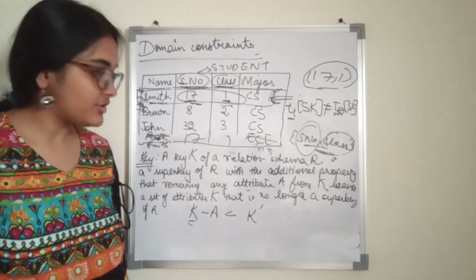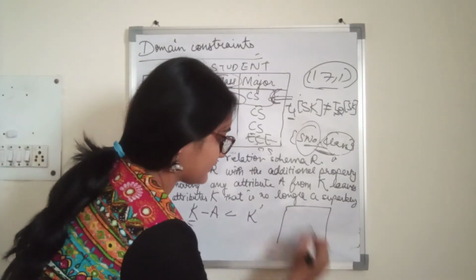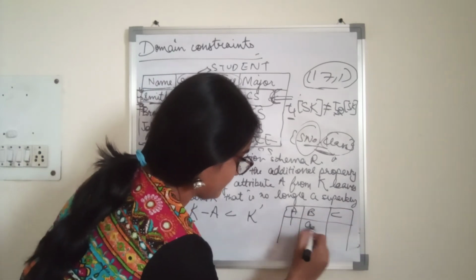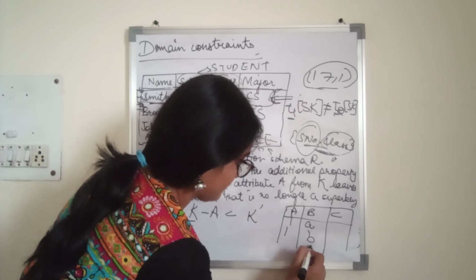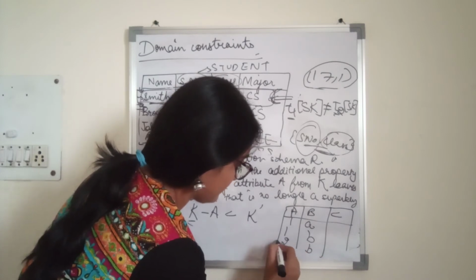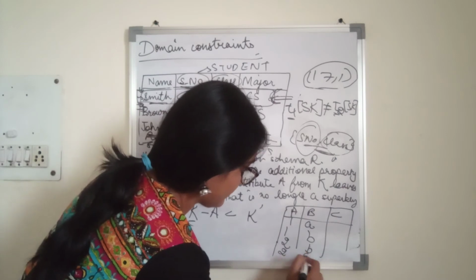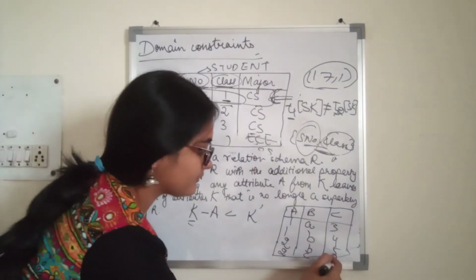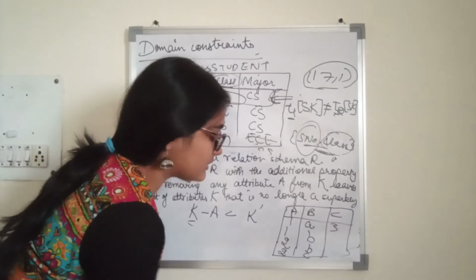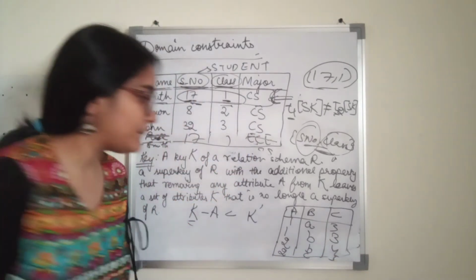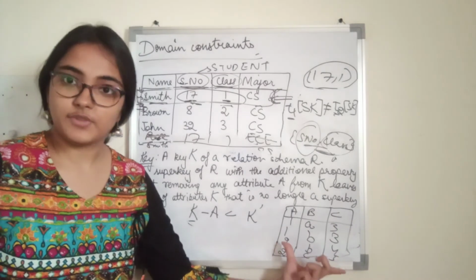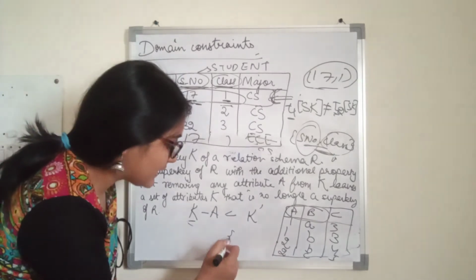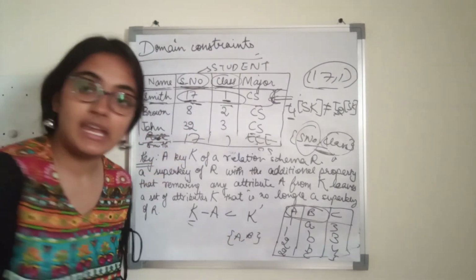Okay, so the example goes like this. Let us say there is another relation. Okay, let us say this is the relation. Let us say the super key for the relation is AB. Why? Because AB combinedly can be used to uniquely identify each tuple in the relation.